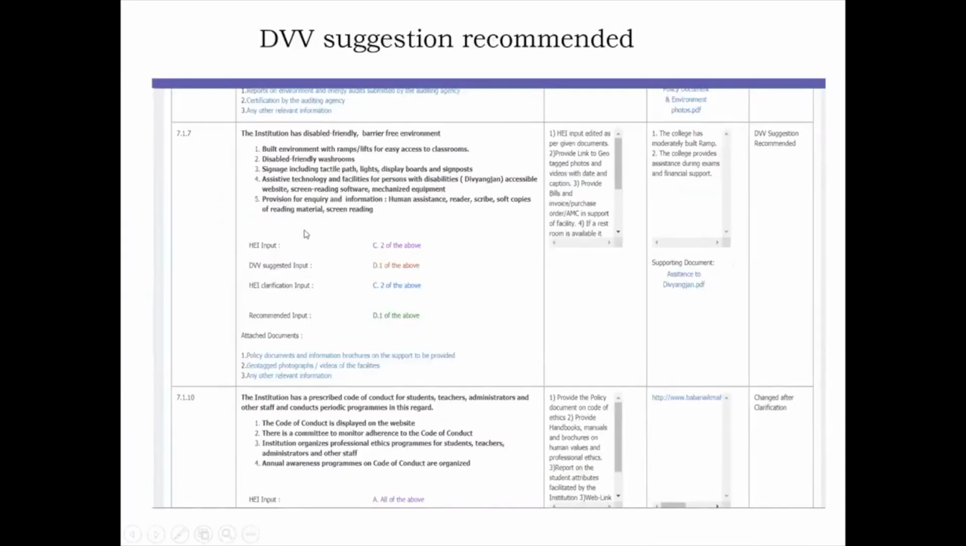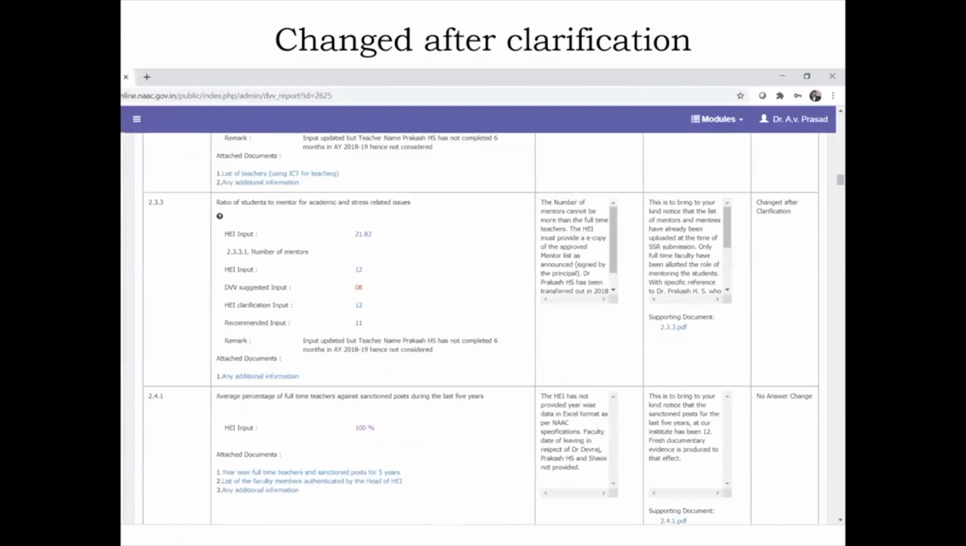In this DVV suggestion recommended example, the HEI input was 2 of the above, DV 1 of the above, again HEI 2 of the above, but the supporting documents are not in line with the SOP and as sought by DVV. Hence, the DVV has given the input 1 of the above. For change after clarification, initial input 12, DVV 8, HEI again clarified it's 12, recommended input 11.